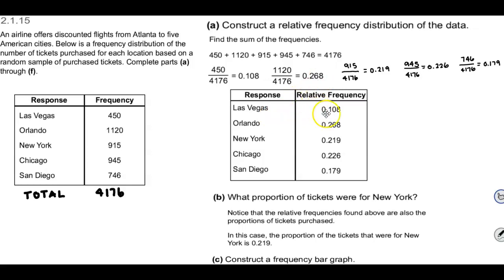Then we want to be able to find the relative frequency of each particular city by taking the number of tickets of that city and dividing it by the total. So 450 divided by 4,176 gives you 0.108. That is the relative frequency for Las Vegas. For Orlando, 1,120 divided by 4,176, which is equal to 0.268, and there's your relative frequency. And you would do that for the next ones. So therefore, here is our relative frequency distribution. Now, this number, in addition to it representing the relative frequency, it is also a proportion.